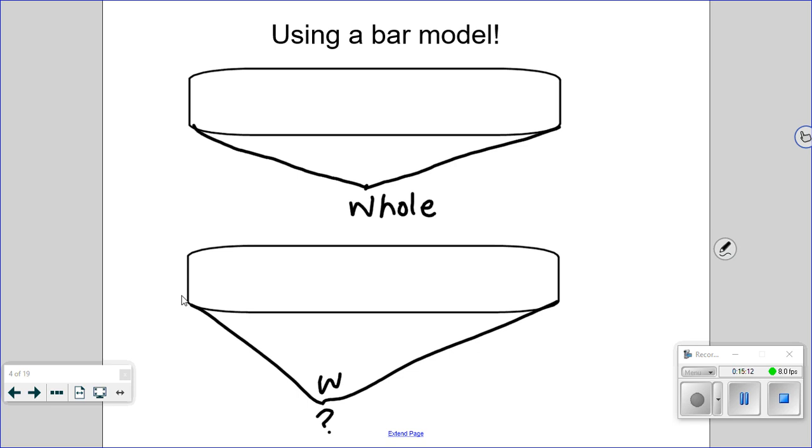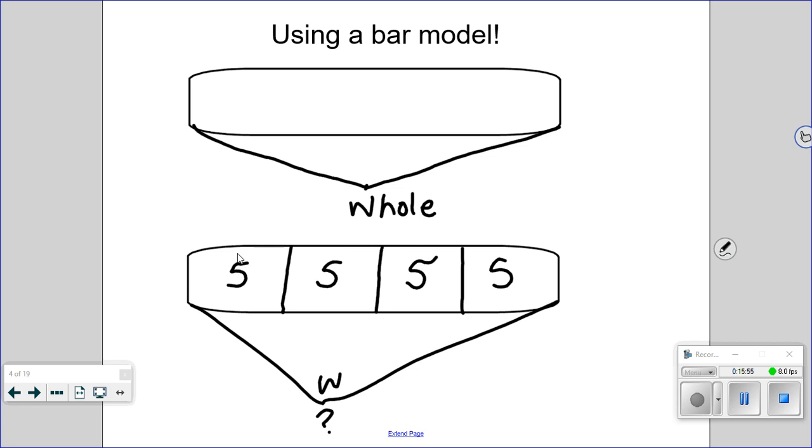Thinking back to my banana problem, I had 4 groups, yes? So I'm going to partition my bar into 4 equal sized spaces. We need one more line. So now inside each part, I'm going to write 5 because there were 5 bananas in each group. In each box, you're going to write 5.